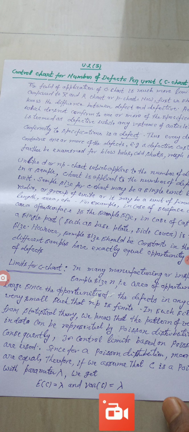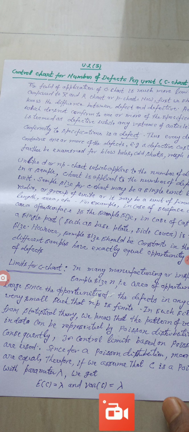Unlike the D or NP chart, which applies to the number of defectives in a sample, C chart is applied to the number of defects per unit. And sample size for C chart may be a single unit. This is also very important.